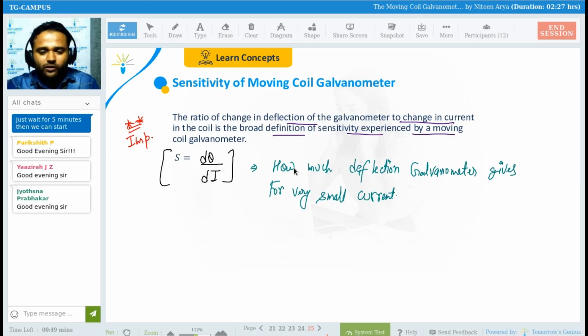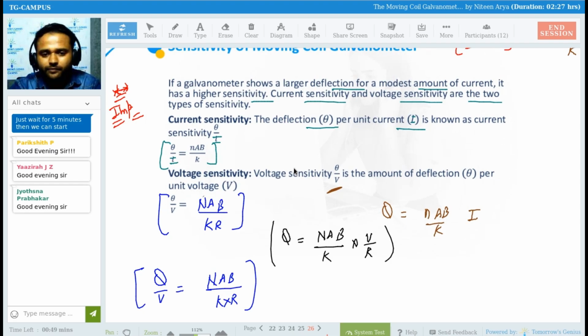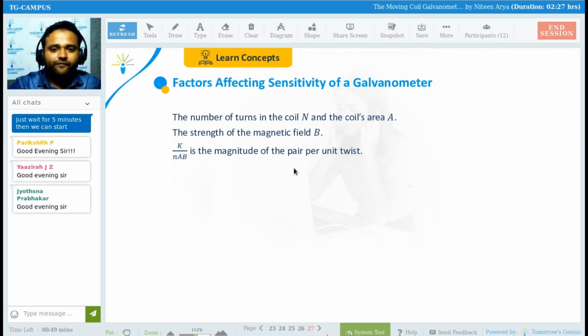So the sensitivity of a moving coil galvanometer is d theta upon dI, and there are two types of sensitivity: current sensitivity and voltage sensitivity. You can read the rest after the class also, because nothing much important is written over there.